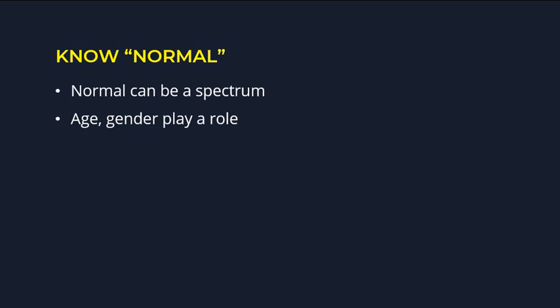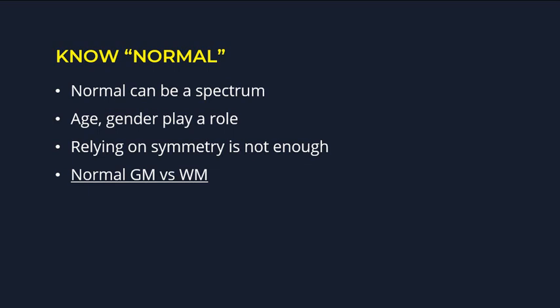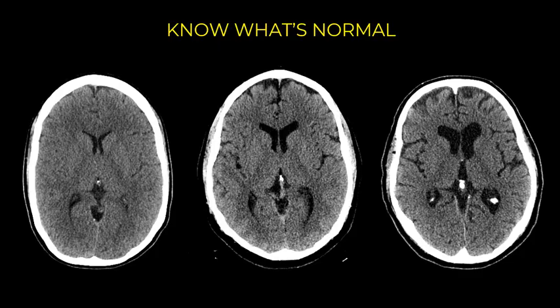Describing what's normal is beyond this lecture, and no single lecture can cover that. This is why radiology residency is several years. However, a few points you should realize for this lecture: normal can be a spectrum, and gender and age play a significant role. Symmetry is very important, but relying on it is not enough. For this lecture, we will emphasize what normal gray-white matter differentiation is, and I'll give you a few examples.